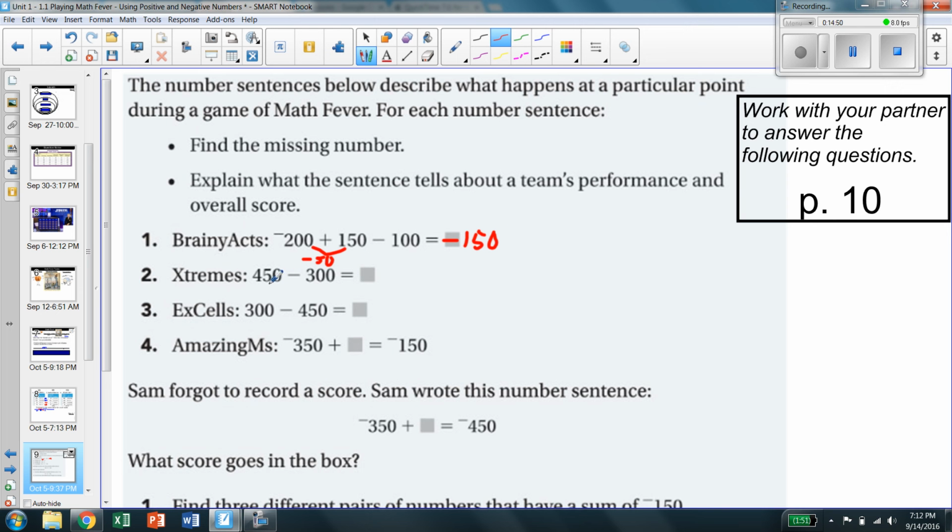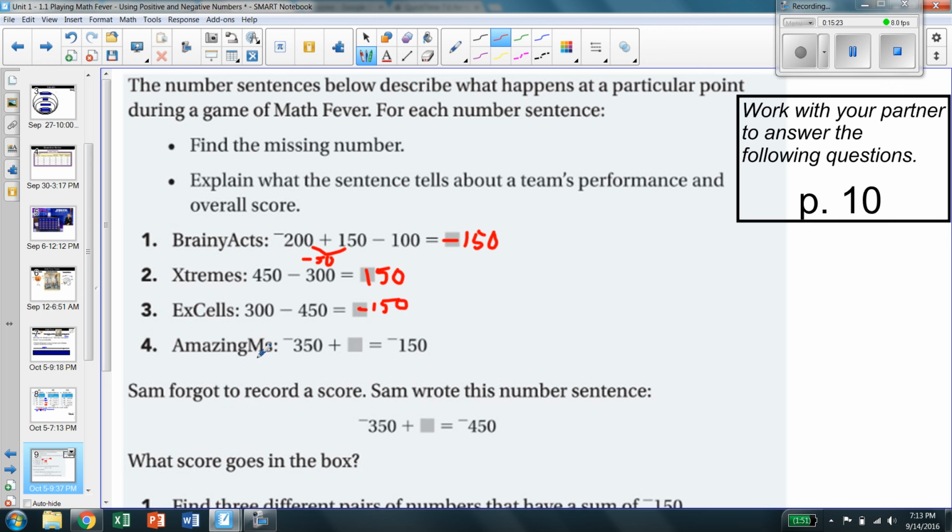Extremes. They got a 300-point question incorrect and wound up with negative 150. You guys know that. You've been doing that for years. The Excels had a 300-point score, but then they lost 450. You can think of that as losing 300 points to get to 0, and then losing another 150 points to get to negative 150.